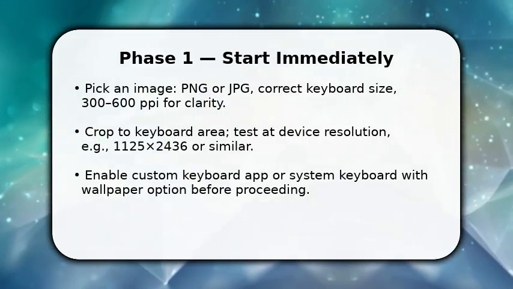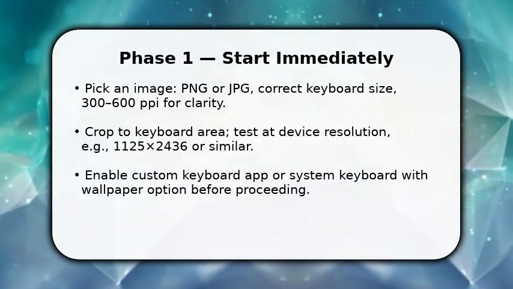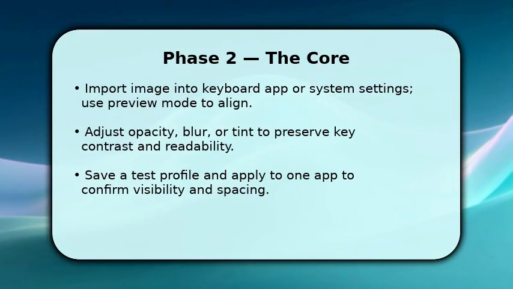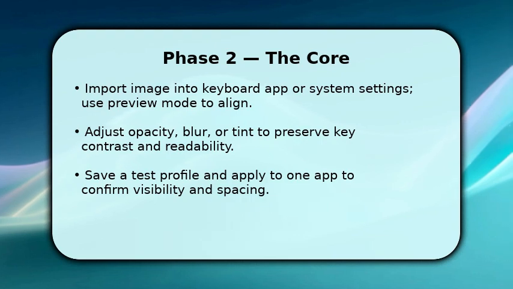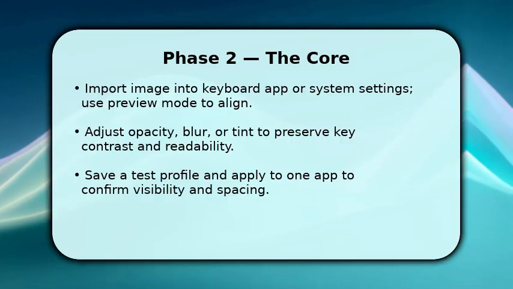Make sure to save a backup copy of the original image and name the edited file clearly so you can find it for the next steps. Now import the cropped image into the keyboard's wallpaper slot and use preview mode to align elements under the keys. Reduce opacity or add a subtle blur so key labels stay readable.